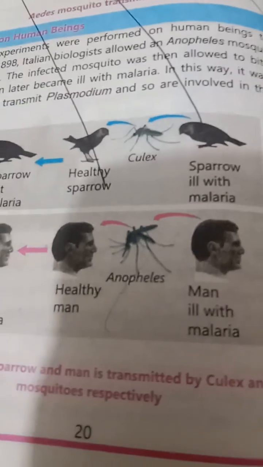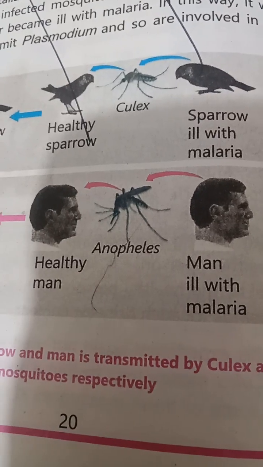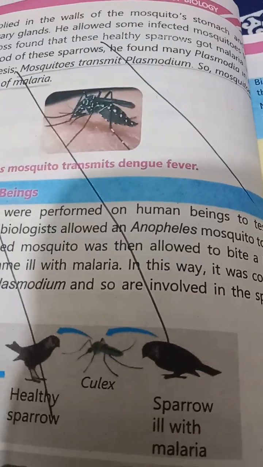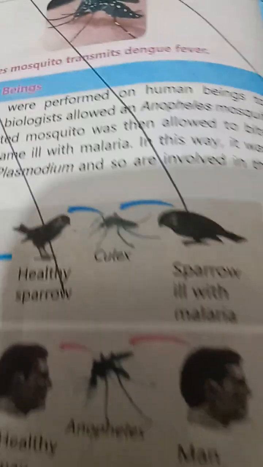These are the kinds of mosquitoes: Culex and Anopheles, and the dengue mosquito, Aedes.